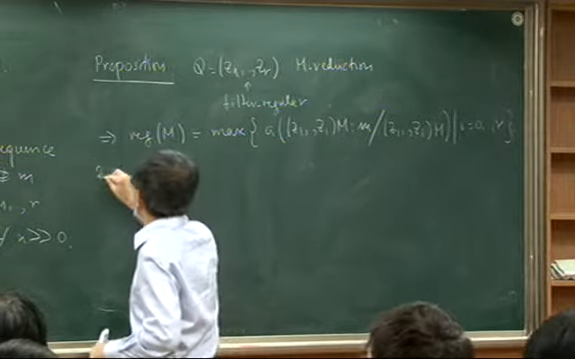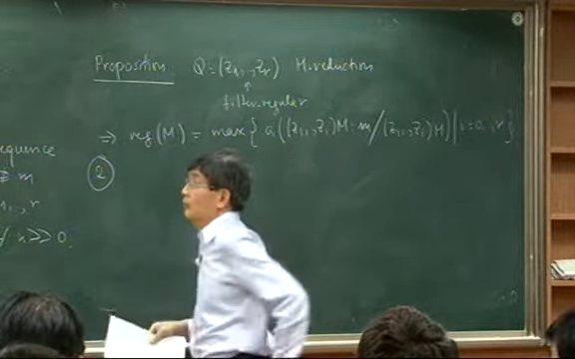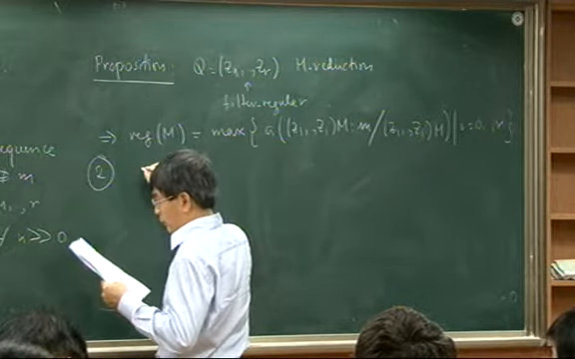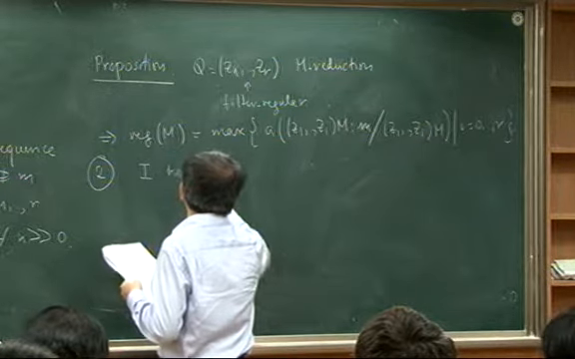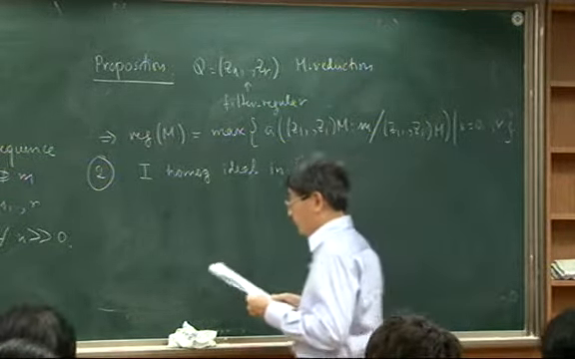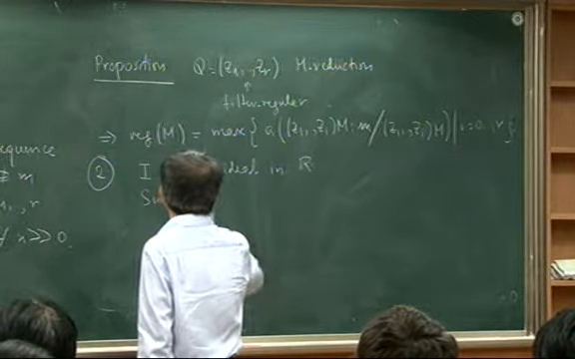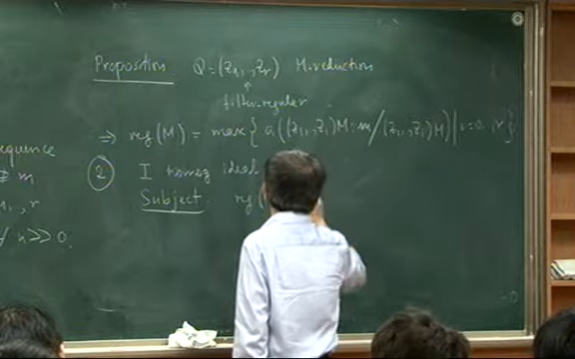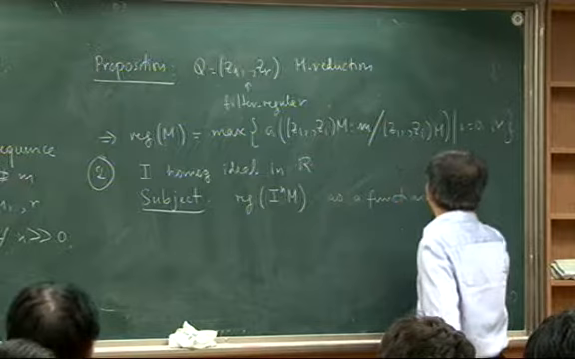And now I come to the second part of my talk. This is about the asymptotic linearity of the regularity. Here I consider I a homogeneous ideal in R. And the subject we want to study here is the regularity as a function of the power, reg I^n.